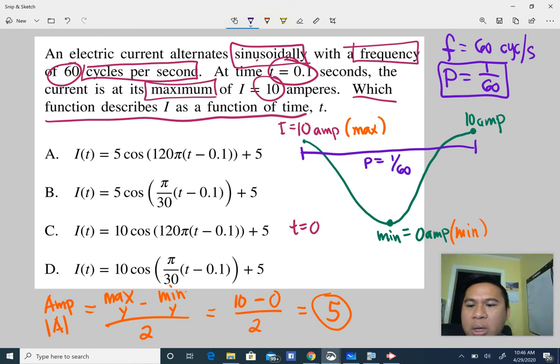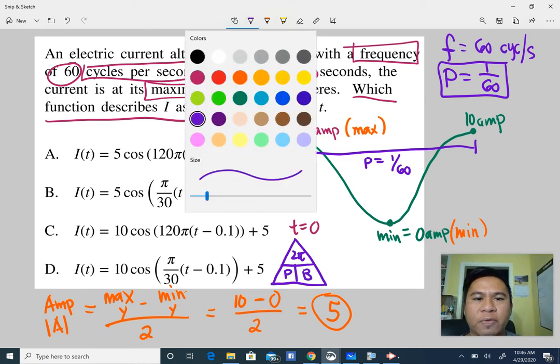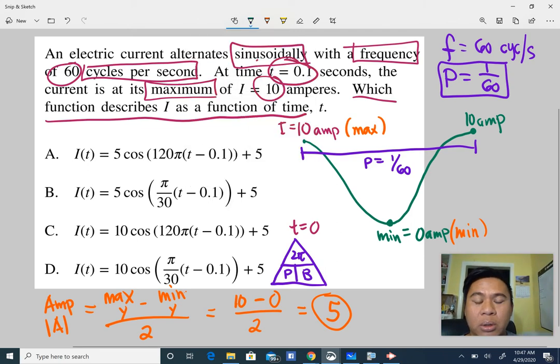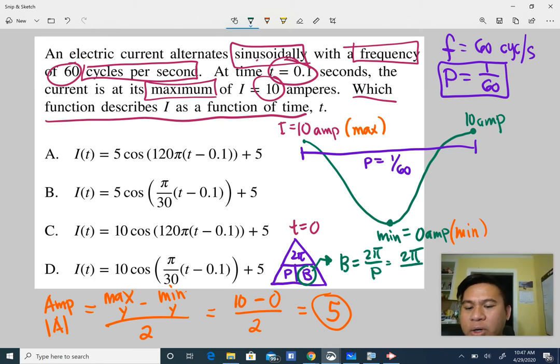Now let's compute for B. We're going to use our triangle once again with 2 pi on top, and P and B at the bottom. To solve for the B value, which is the coefficient of x for either a sine or cosine function, B is equal to 2 pi over P. That will be 2 pi over 1 over 60. And this gives me 120 pi for my B value.